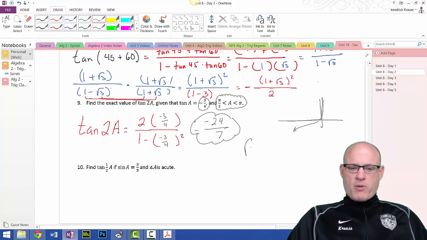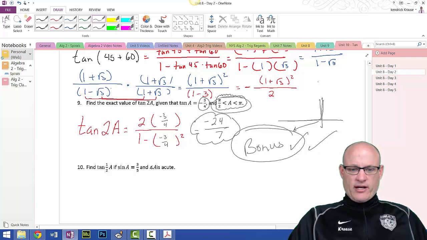I got a little bonus for you. I'll leave that as a bonus assignment for one of you smart people to try to figure out why that came out to be negative. Because it seems to me if A is in the second quadrant, and it's negative, and I double A, shouldn't that go into the third quadrant and be positive? I think it should. So, a little bonus work for you.